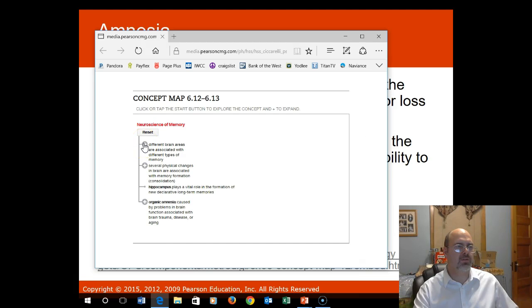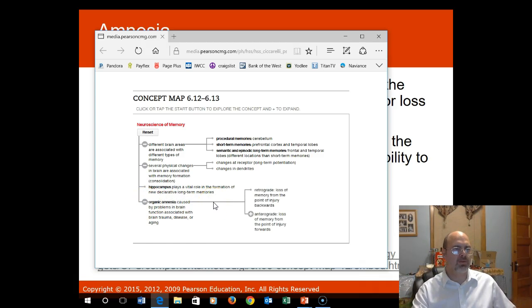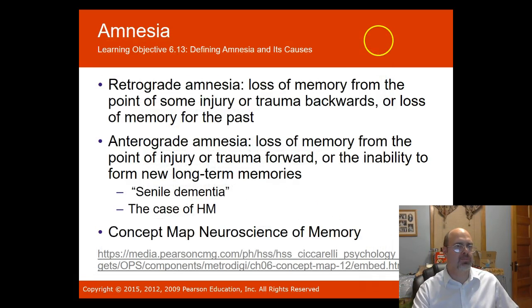And it says, okay, it's neuroscience of memory. We have different brain areas. And these are the different memories: procedural memory, short-term memory, semantic. Several physical changes in the brain at the receptor, and then you have changes in dendrites, long-term memories in the hippocampus. I like this because they show a graphic image of what we just talked about. There's organic amnesia, there's retrograde, that's from the memory backwards, and then there's anterograde, which is memory forward. And we talked about the guy who had part of his brain cut out, and he was unable to learn new information. So those kind of concept maps are kind of helpful to help you learn.